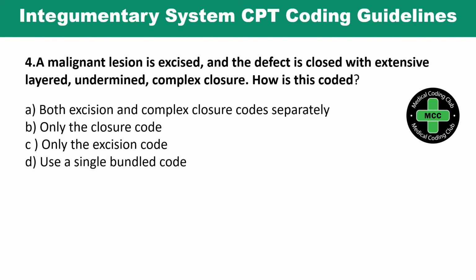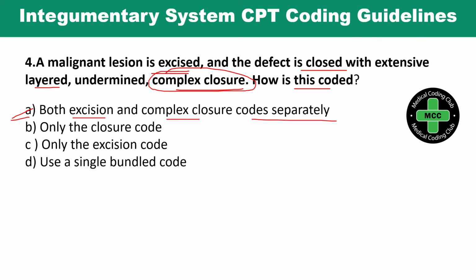Fourth question, a malignant lesion is excised and the defect is closed with an extensive layer undermined complex closure. How is this coded? In this scenario, whenever the provider performs excision and closes that site with a simple closure, then that simple closure is included in the excision procedure. But here in our question, they are performing complex closure. So the correct answer is option A, both excision and complex closure coded separately. You must code them separately since they have performed complex closure.